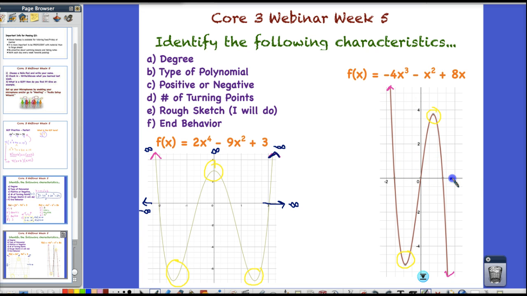Okay, so in your notepads, if I go out here towards positive infinity, so as x goes to positive infinity, where is this end going? Positive or negative? Nice, you guys are fast typers.